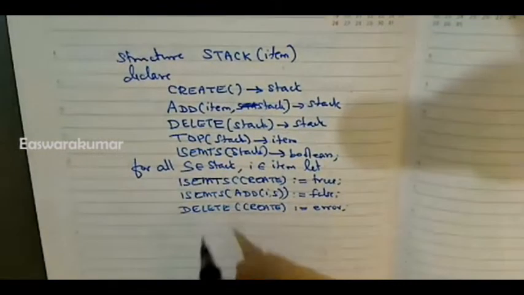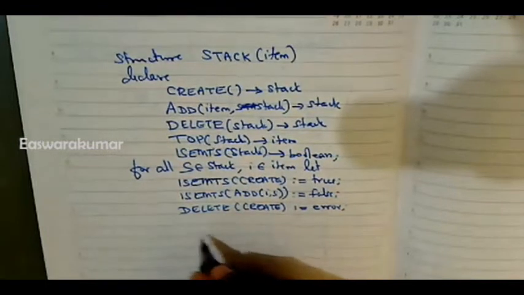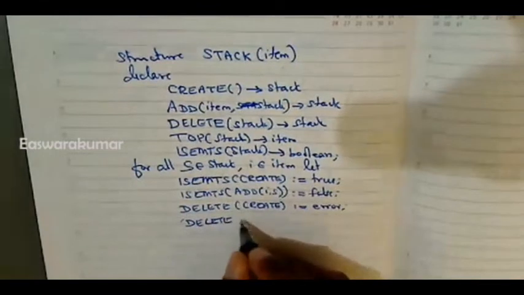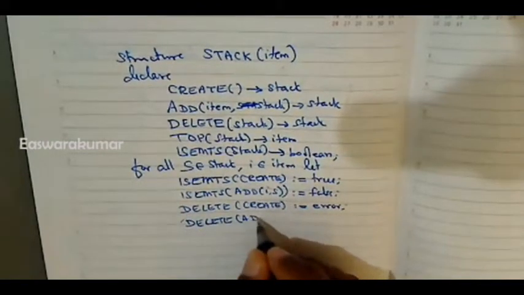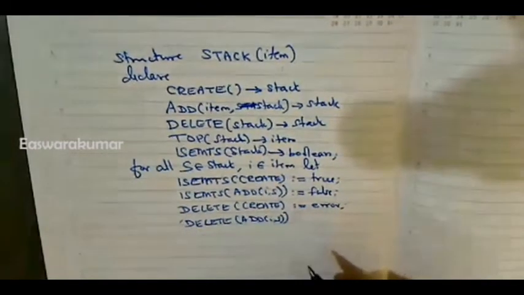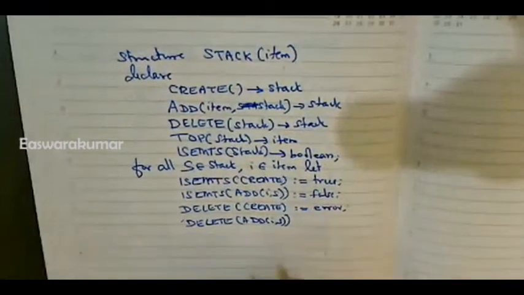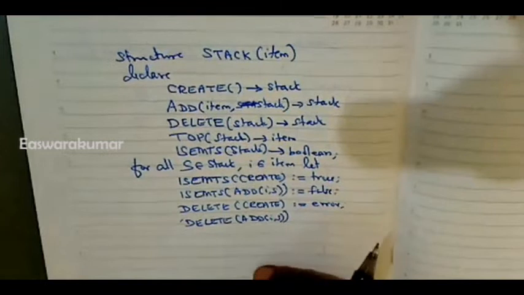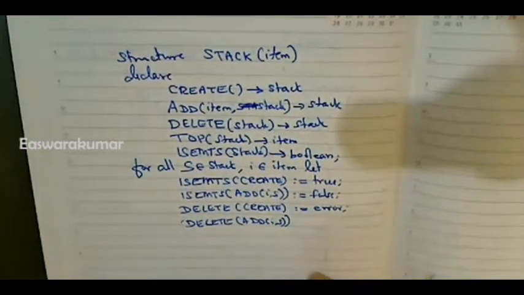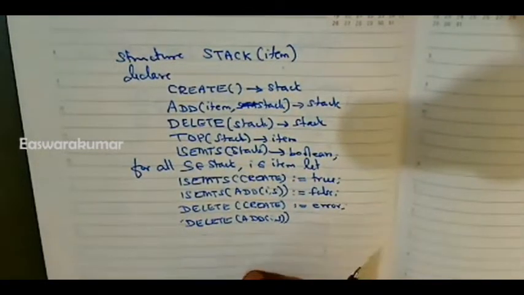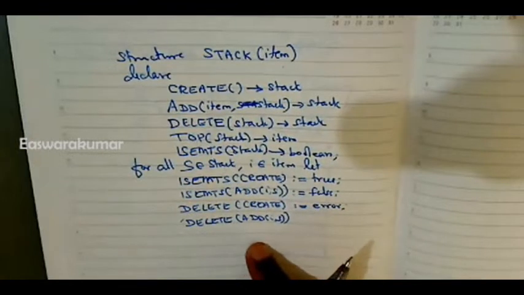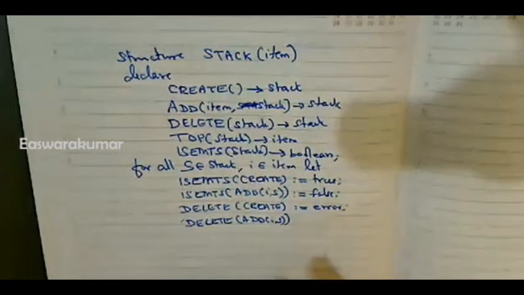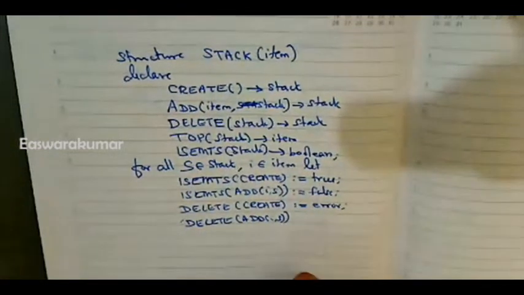Suppose we delete like this, delete, then within that add I comma s. Now what do you get? Add I comma s means in the stack item I has been inserted, right? So it is a last in, first out data structure. So the item which we inserted last will be there on the top. So whatever element is there on the top, that will be removed first.